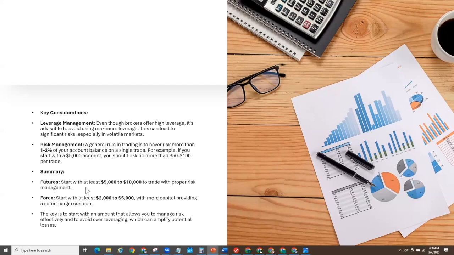So, in summary here, futures start with at least, I would say, 10,000 or more to trade with proper risk management. In Forex, you can start with at least $2,000 to $5,000 because they have different lot sizes in the Forex asset class as well, with more capital providing a safer margin cushion, of course, which is always best. And if you want to trade a standard lot in Forex, again, $10,000 would be a good place to start. The key is to start with an amount that allows you to manage risk effectively and to avoid over leveraging, which can amplify potential losses. And we're trying to maximize our gains and limit our losses.